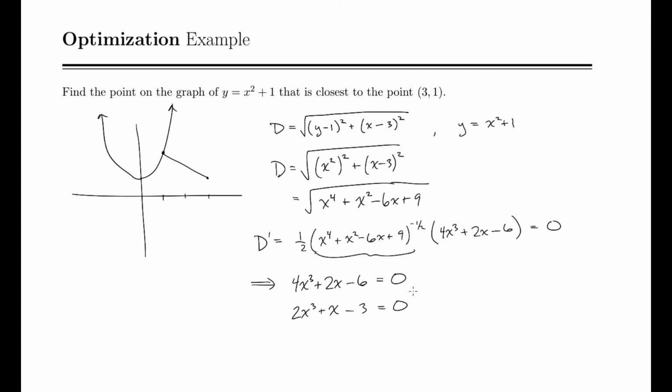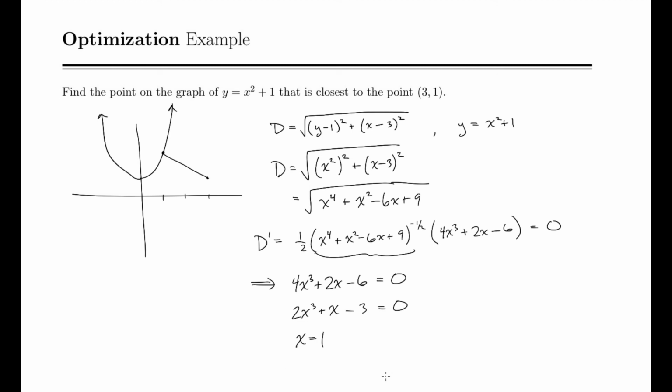And solving this, there are a lot of different techniques from algebra. I'm not going to go through them, but we could use what's called the rational roots theorem and go through and find out that here x equals 1 is actually a solution of this, and we see that works. 2 plus 1 minus 3 is equal to 0.